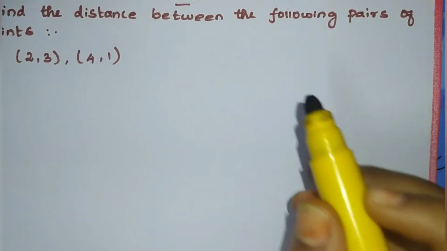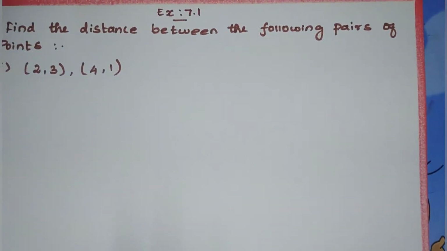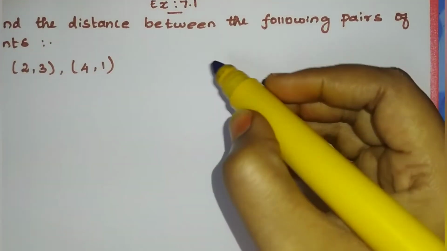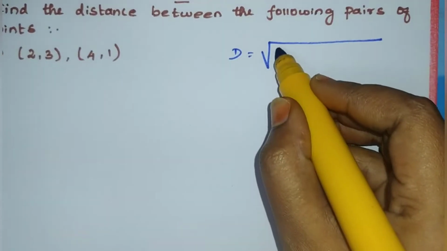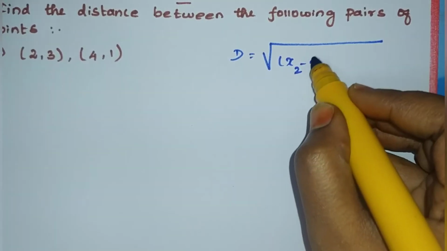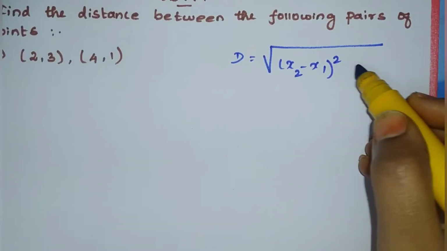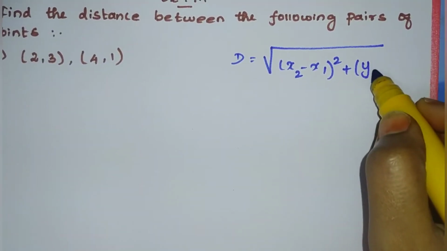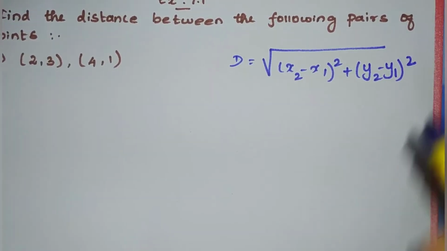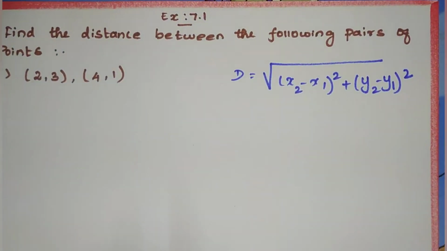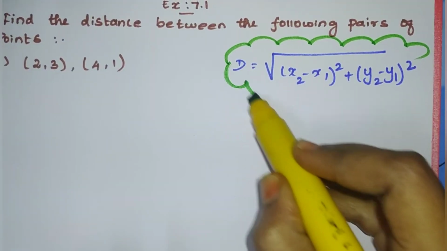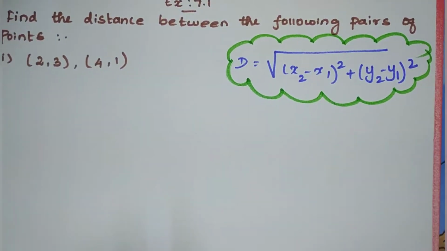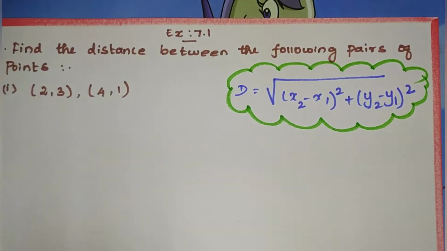What is the distance formula? First tell me, children. Distance formula D is equal to root of x2 minus x1 the whole square plus y2 minus y1 the whole square. This is the formula to find the distance between two points. Clear, children?